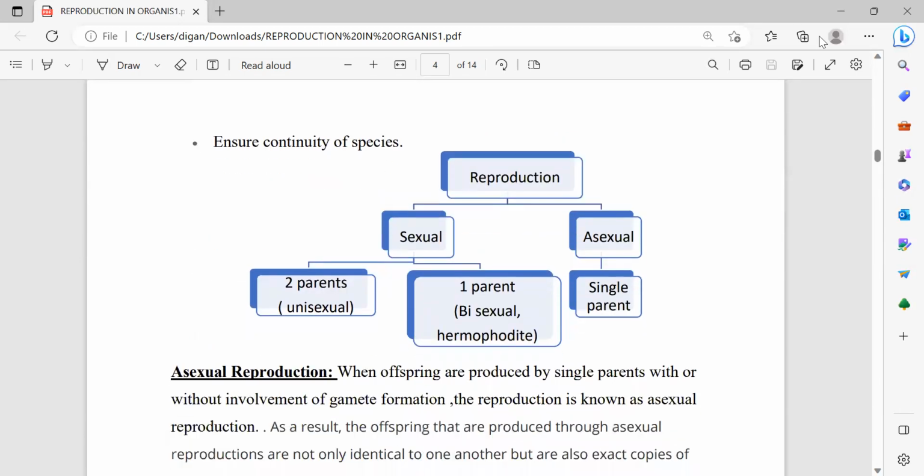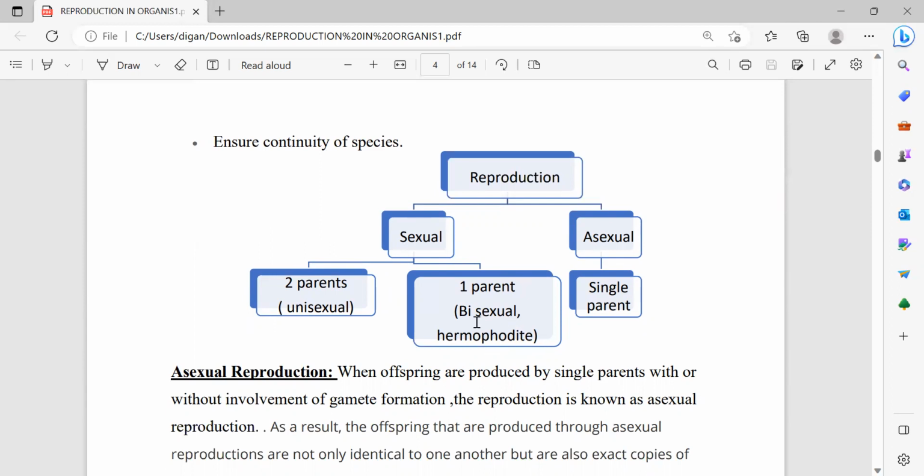Next, reproduction is mainly of two types, sexual and asexual. Asexual reproduction generally involves a single parent, and sexual reproduction generally involves two parents, but sometimes some uniparental organisms also show sexual reproduction, and that type of parent should be bisexual. Another name for this type of parent is hermaphrodite.